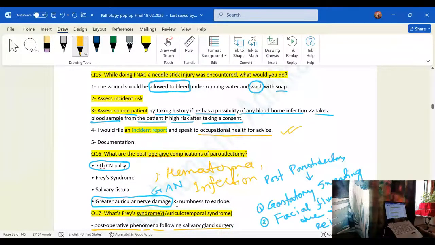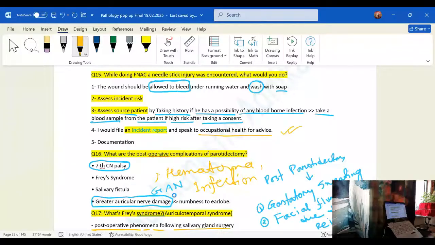What are the post-operative complications of parotidectomy? Seventh cranial nerve palsy, greater auricular nerve damage, which may cause numbness of the ear lobule, Frey's syndrome, and salivary fistula.